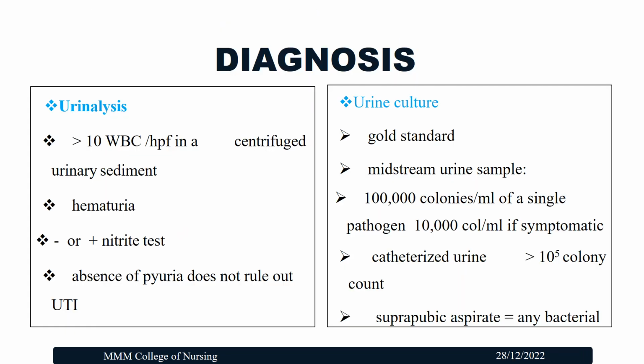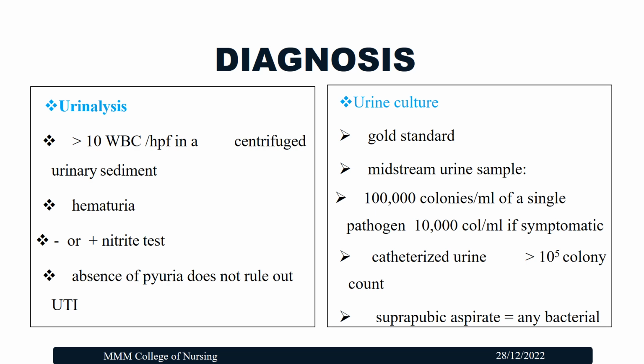Next comes the diagnosis. So how will we find out? Urine analysis: more than 10 WBC count in a centrifuged urinary sediment, hematuria, and a negative or positive nitrite test. Absence of pyuria does not rule out UTI.